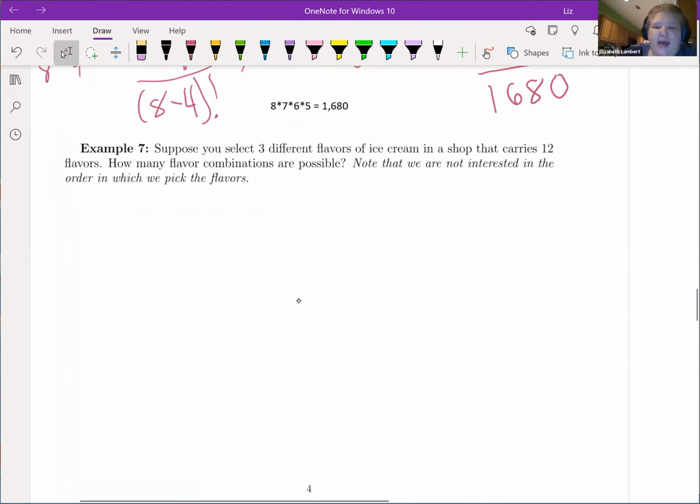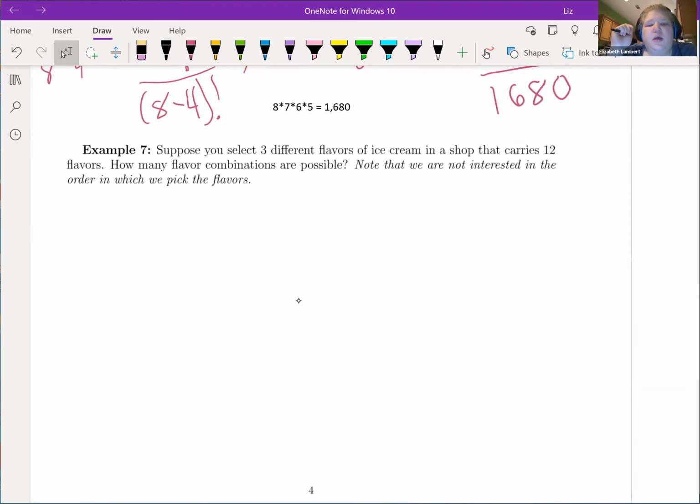So now, ice cream. Suppose you select 3 different flavors of ice cream in a shop that carries 12 flavors. How many flavor combinations are possible? Note that we are not interested in the order in which we pick the flavors. So let's just say we're picking pints of ice cream out of 12. The order I grab them in doesn't matter. It just matters what 3 I'm walking home with. All right.